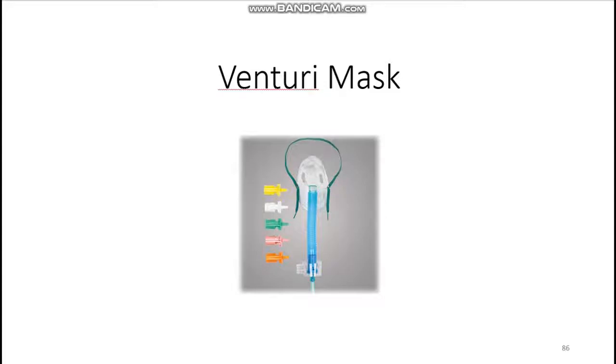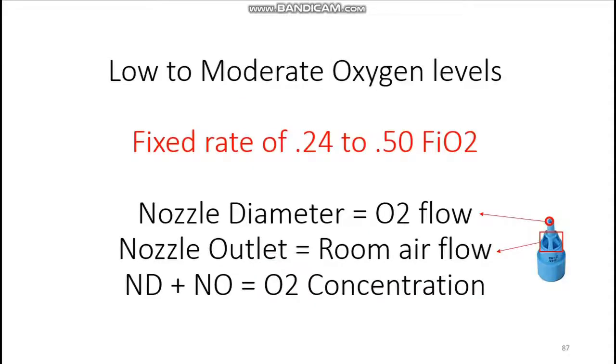The Venturi mask uses low to moderate oxygen levels and has a fixed rate of 0.24 to 0.50 FiO2. The nozzle diameter equals the oxygen flow. The nozzle outlet equals the room air flow. ND plus NO equals oxygen concentration. E plus NO equals oxygen concentration.